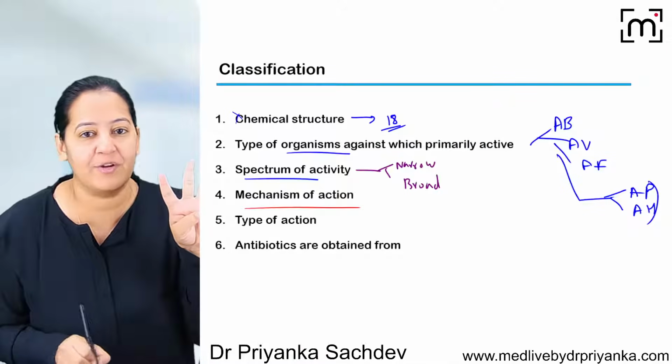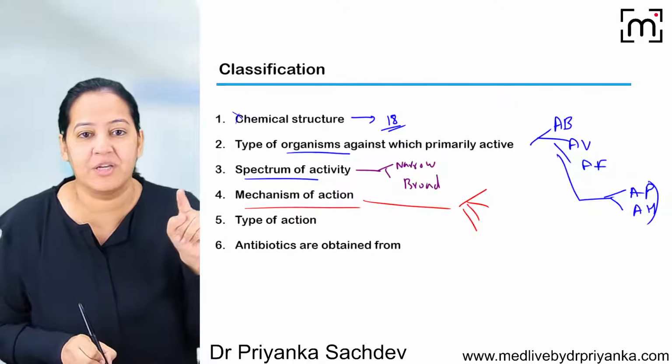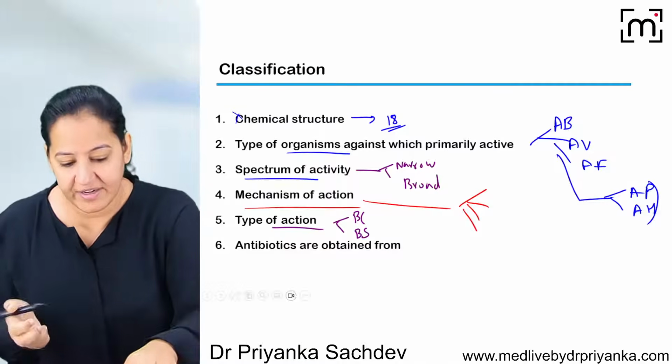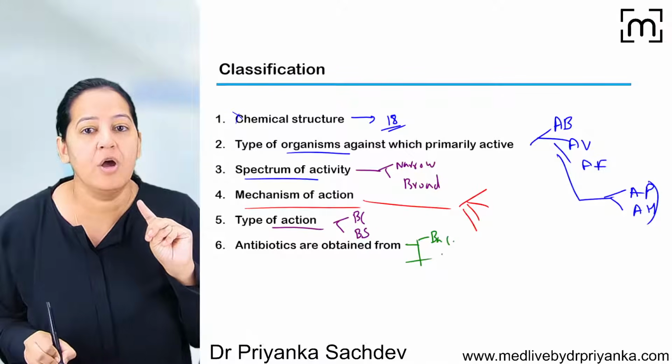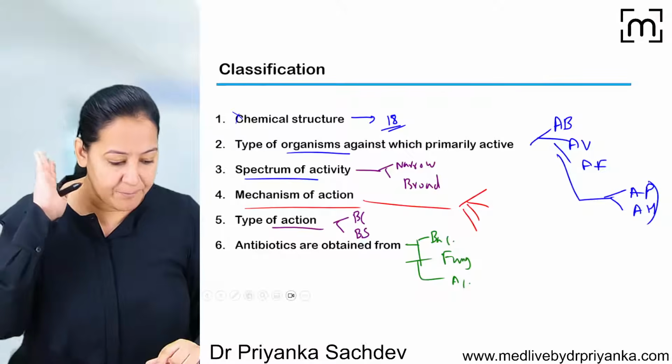Based on mechanism of action, I told you there are 4 mechanisms. I told you in detail. Based on type of action, they are of 2 types, bactericidal and bacteriostatic. And from where they are obtained, again they are divided in 3 categories, whether they are obtained from bacteria or from fungus or they are obtained from actinomycetes. So this is the broad classification.